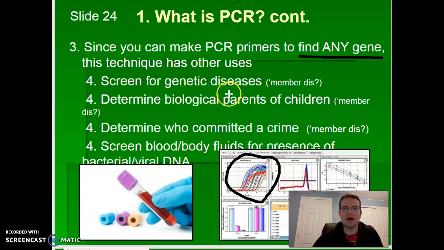So genetic diseases, obviously there's DNA involved there. Determining the parents of children, obviously DNA there. Who committed a crime? If you leave blood behind on a crime scene, hair, you're going to leave DNA there as well. So we can figure out who was at a crime scene based on the DNA that's involved. And then same thing with screening body fluids. So if you've got DNA from a virus, DNA from bacteria inside you, we can find it. And there you go. That's essentially PCR.